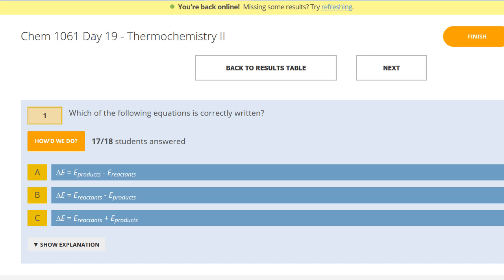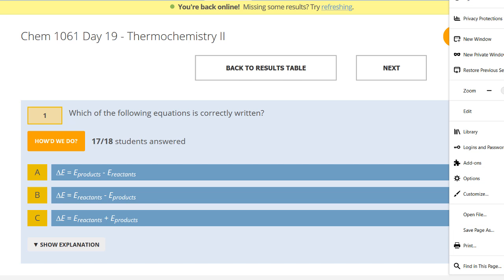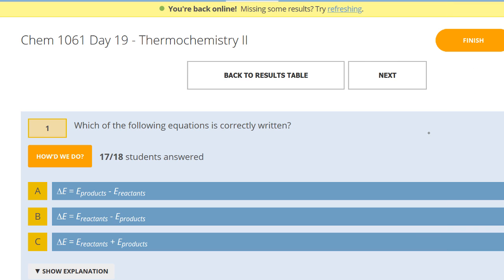Okay, first question. Even if you do get these, you might want to write down these answers. If you don't have them, I'll zoom in a bit so you can see them a little better.